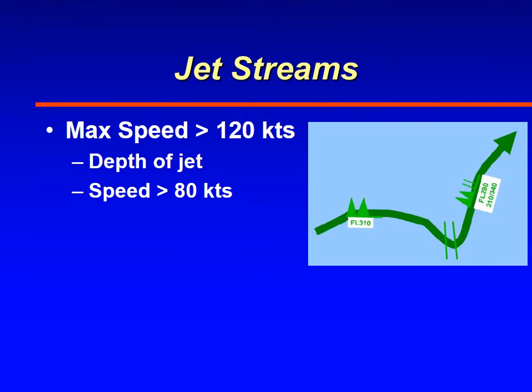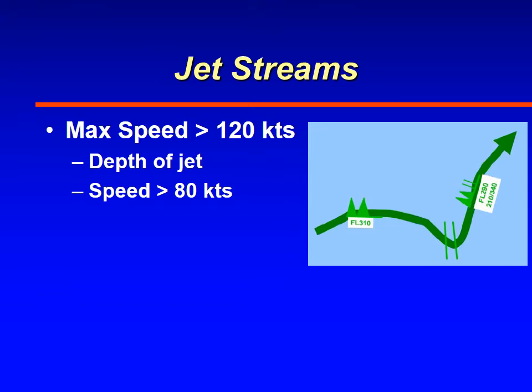Another thing that you'll see is two altitudes below the main altitude of the jet, and that indicates the depth of the jet when the jet is greater than 80 knots. If it's stronger than 120, then they'll show you where it increases greater than 80 knots and then where it decreases.